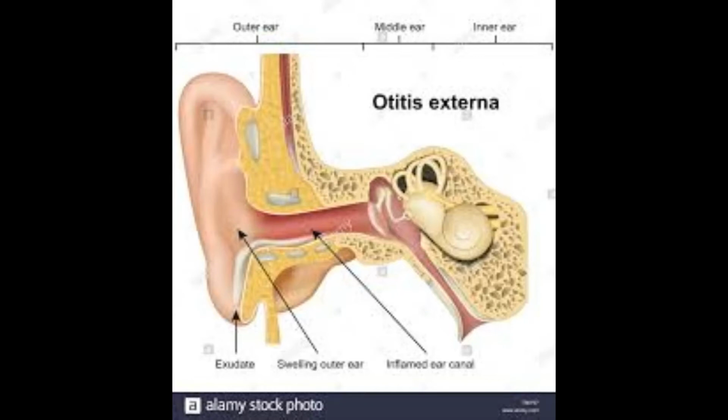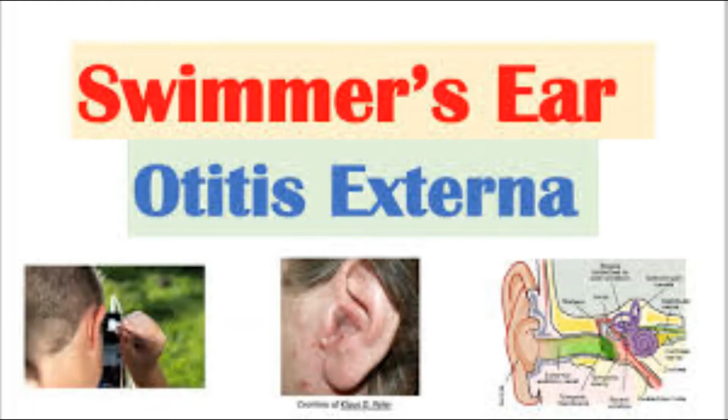Otitis media is different from otitis externa. Otitis media is the infection of the middle ear, whereas otitis externa is the infection of the outer auditory canal. Otitis externa is also called swimmer's ear because it is common in those whose ear is wet.